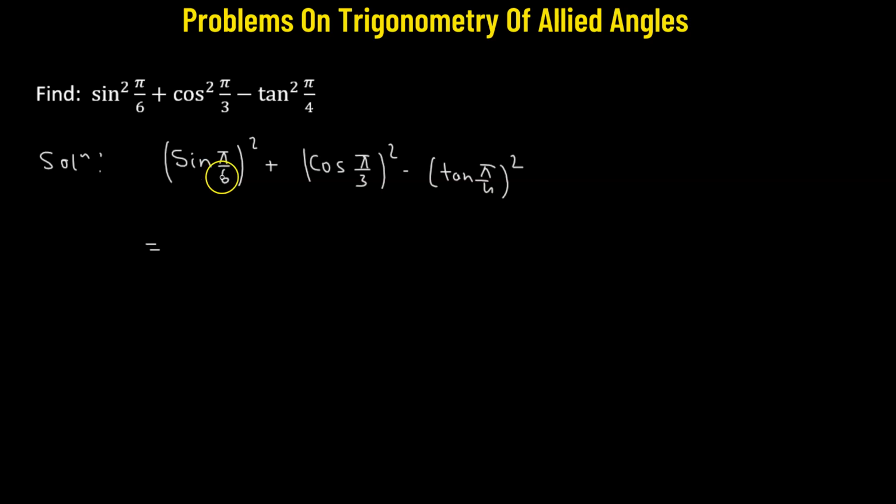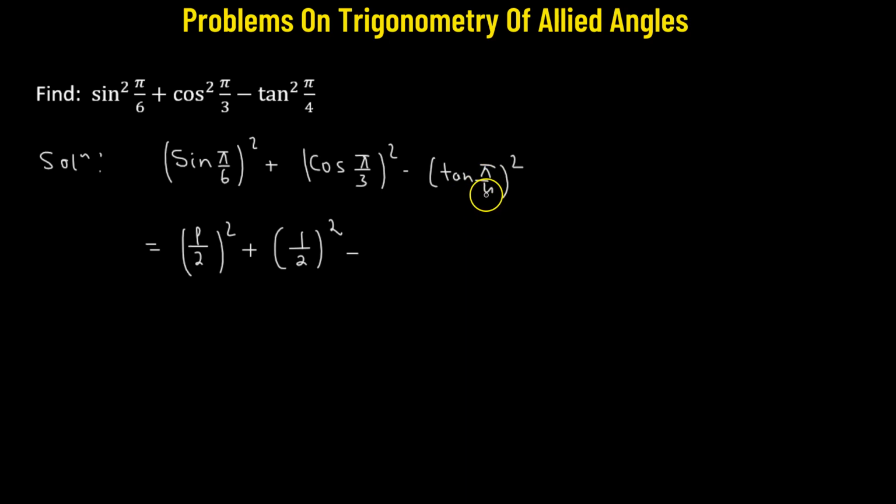So that's a pretty standard value. That's half. So we have half whole squared. Plus we have cosine of pi over 3. So pi over 3 when converted to degrees is 60 degrees. So cosine of 60 degrees also has a value of half. So we have half squared.